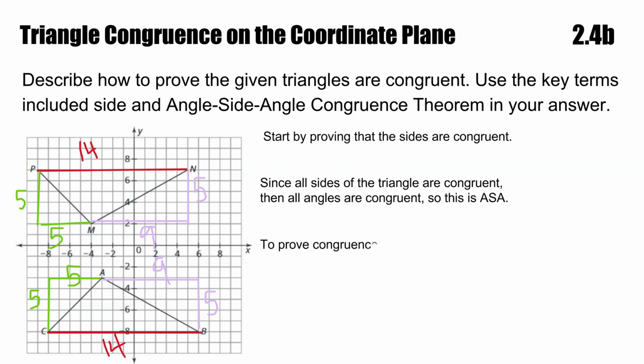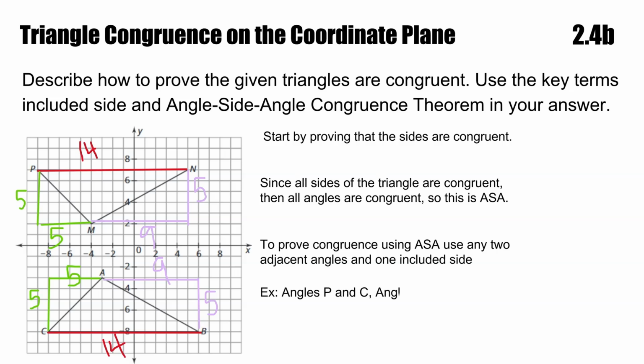To prove congruence using angle-side-angle, use any two adjacent angles and one included side. For example, angles P and C, angles N and B are congruent, and sides PN and CB are congruent included sides.